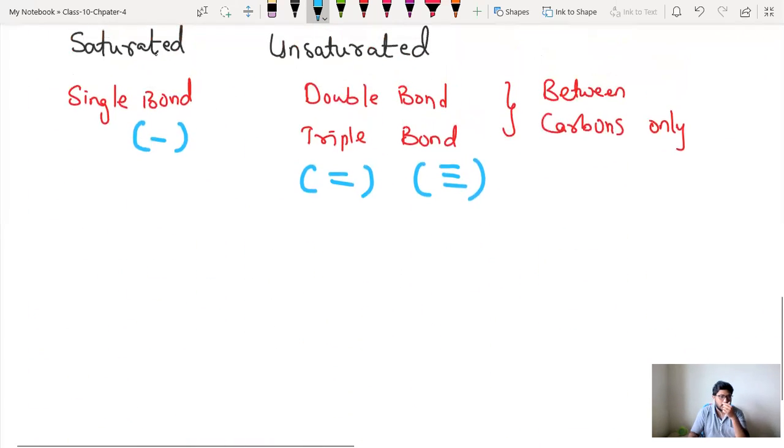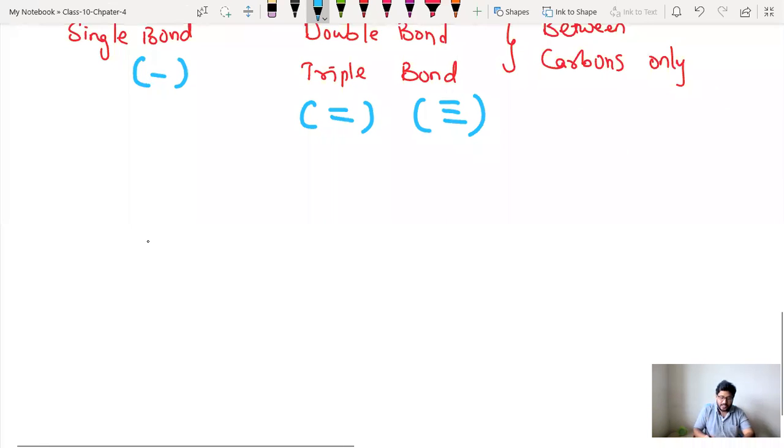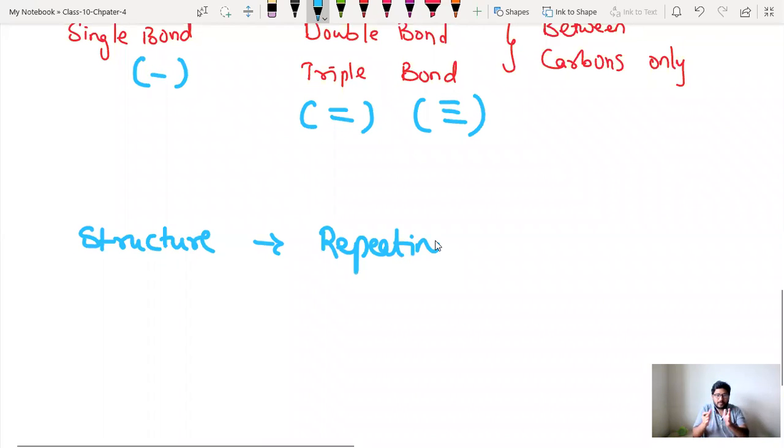Now, what is homologous series? If one structure, that structure is repeating, if the structure is repeating, we can call that one homologous. And if you write it in the form of a series, that is known as a homologous series. Simple. I'll explain what that repetition is, how it will repeat, that we'll discuss now.